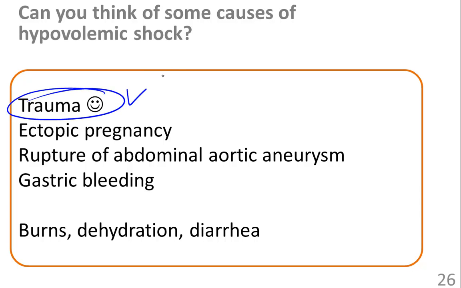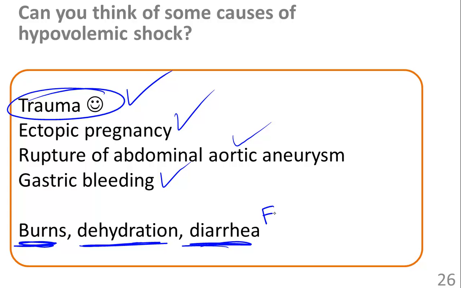Probably more common causes are going to be trauma, ectopic pregnancy, maybe an aortic aneurysm, gastric bleeding, burns, dehydration, diarrhea. Again, those aren't as obvious. Those aren't the loss of blood per se, but more loss of the extracellular fluid and the plasma. But again, same effect.